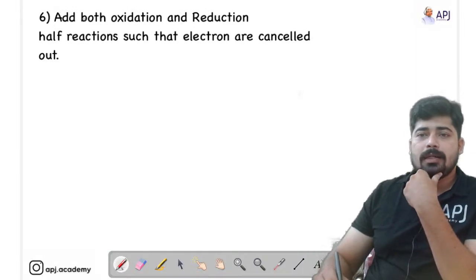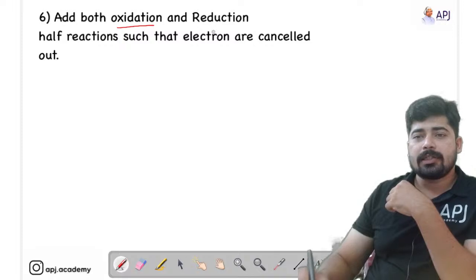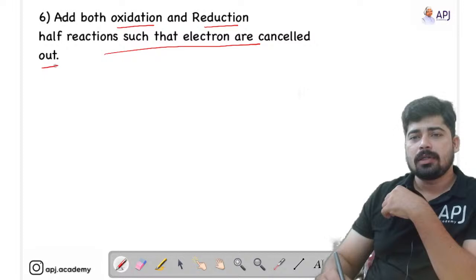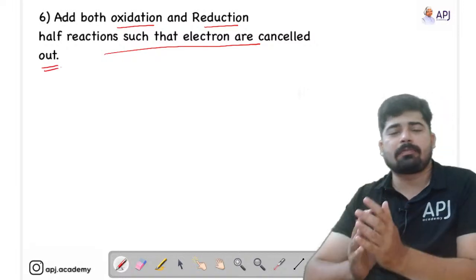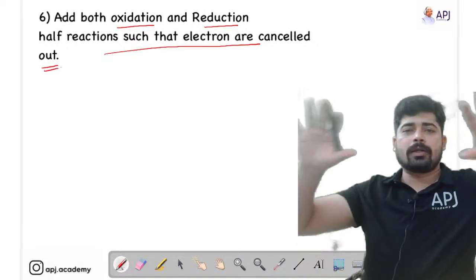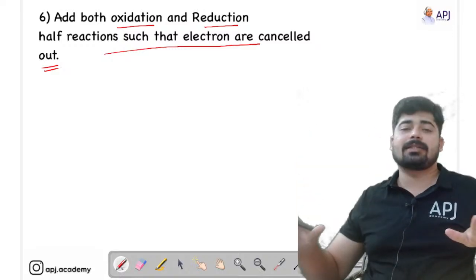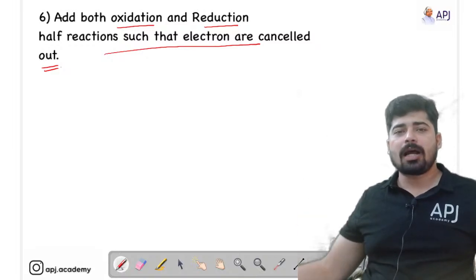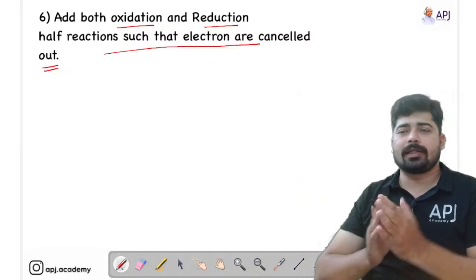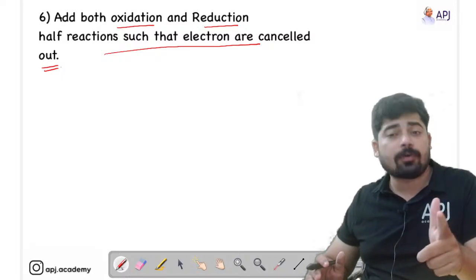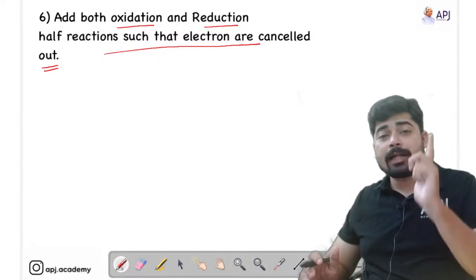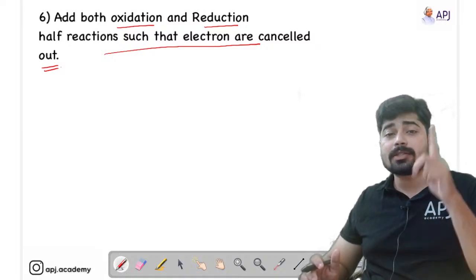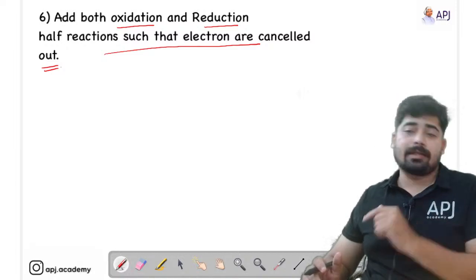Now the last one. Add both oxidation and reduction half reactions such that electrons are cancelled out. That is the last step, the sixth step. After doing all the charge separations and charge balancing, hydrogen balancing, oxygen balancing, you can now bring both the reactions together and add them, and you have to confirm that by adding, the electrons get cancelled.